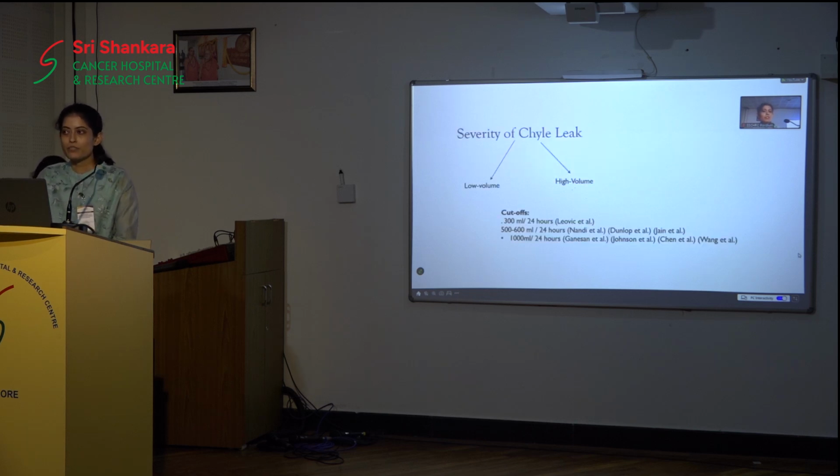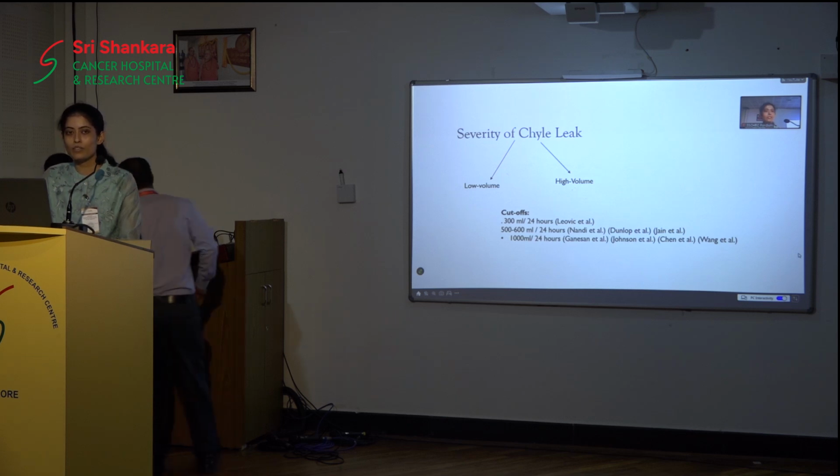So management of chyle leak is largely dependent upon the volume of chyle that is getting drained in 24 hours. So you can have a low volume chyle leak or a high volume chyle leak. If you look at the literature, there is a lot of discordance about the cutoff to define low volume and high volume leak. Literature concerning head and neck mainly mentions cutoffs at 300 or 500 to 600 ml per 24 hours, whereas literature on VATS ligation or chyle duct embolization quotes a very high cutoff, in the range of 1000 ml per 24 hours.